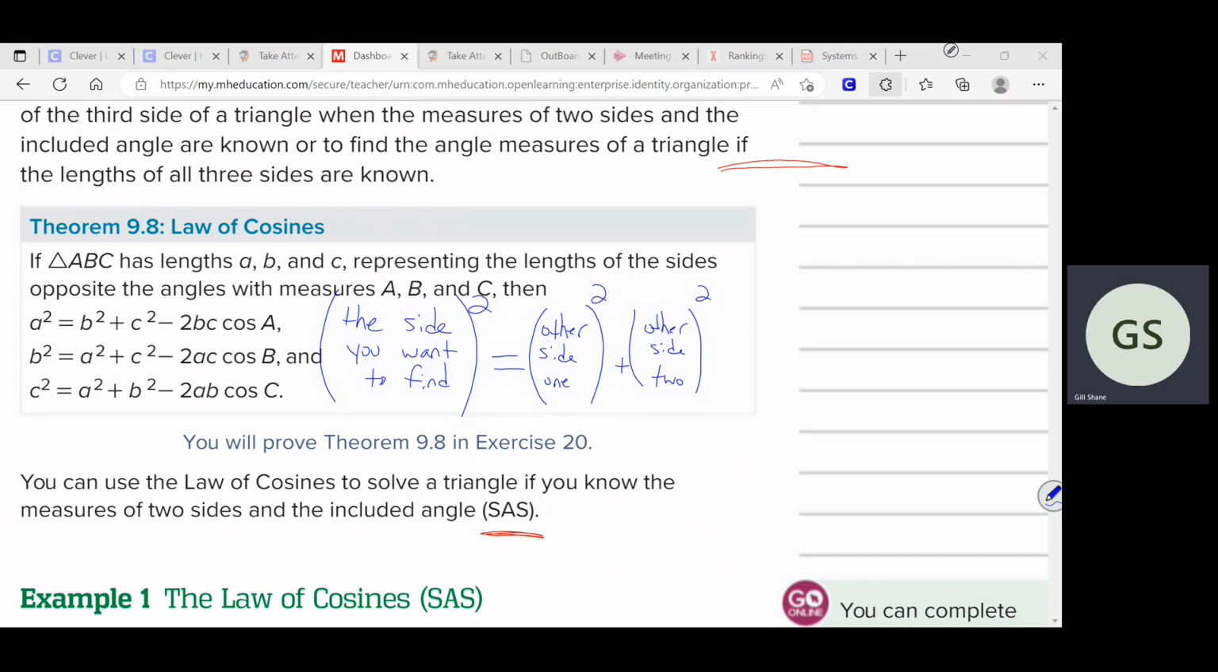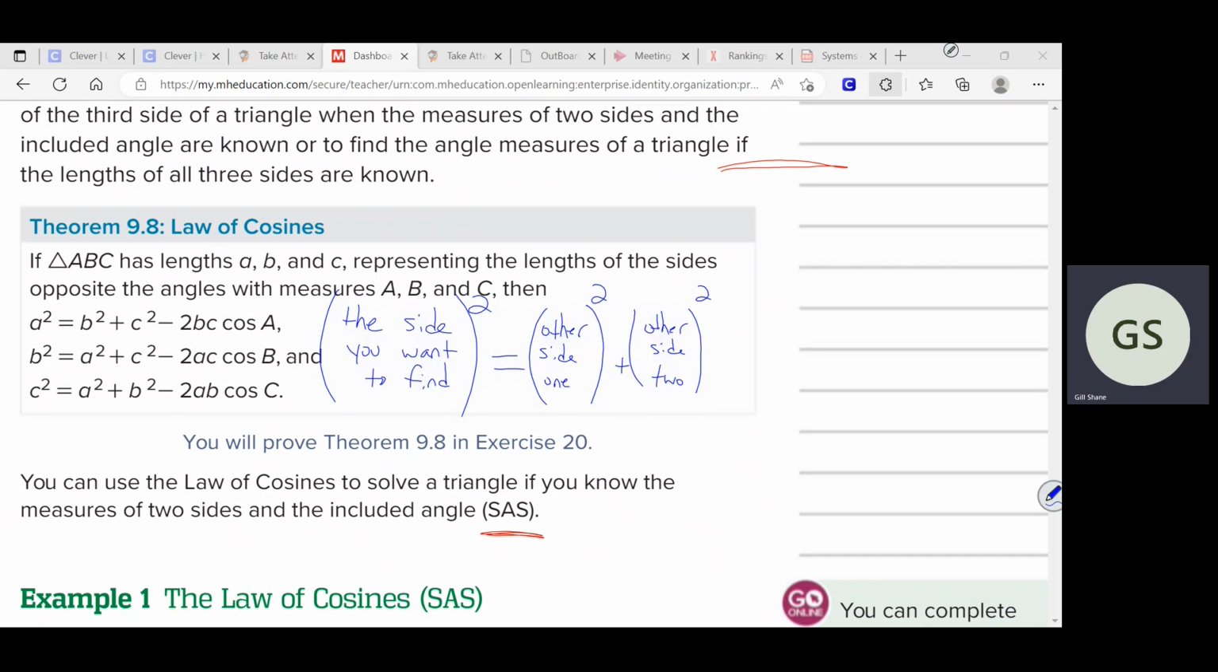Here's the key. You just take the other two sides, you square them, and then you add them together. That's another way you could just write it. You could say the sum of the other two sides squared. There's a bunch of different ways you could write this to make sense. So when you practice, if you want to create your own formula, that's probably a good idea.